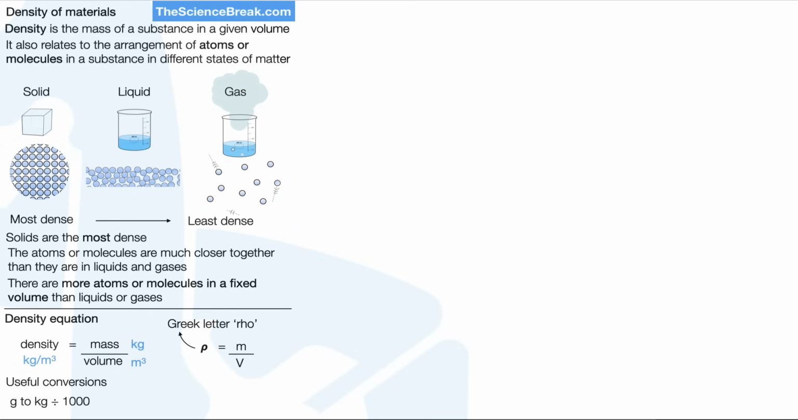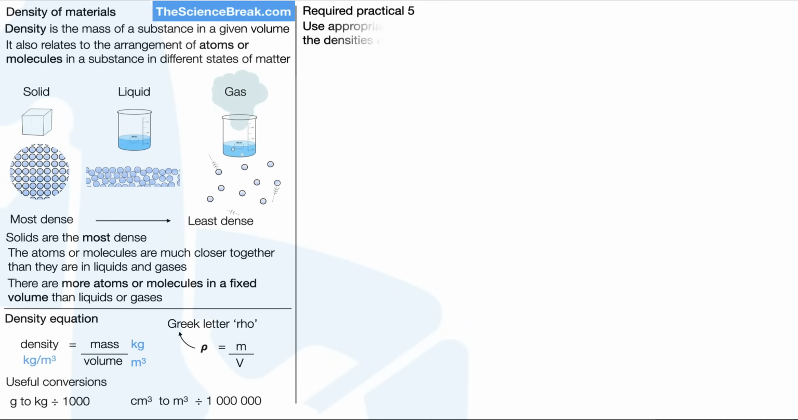Useful conversions. These have been useful in past papers, and in fact conversions are very useful for all of your science papers. Going from grams to kilograms, we divide by 1,000, and a less common one but was tested before is the idea of centimeter cubed to meter cubed. We divide by 1,000,000.